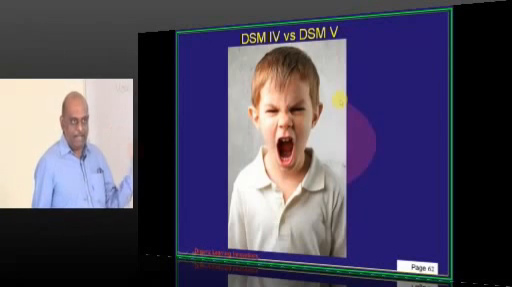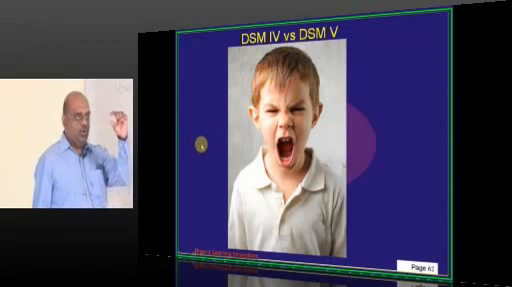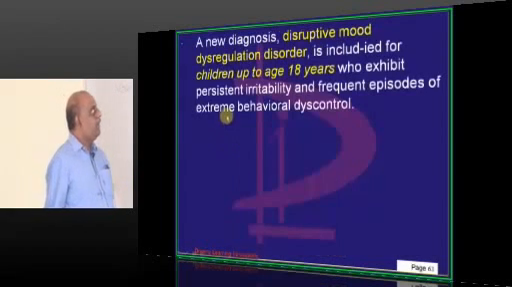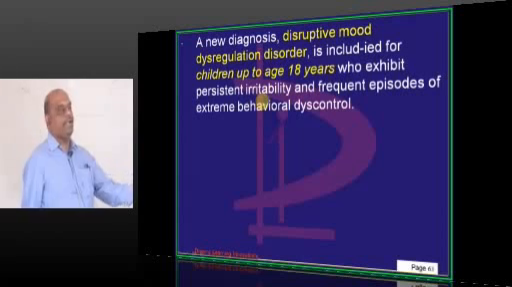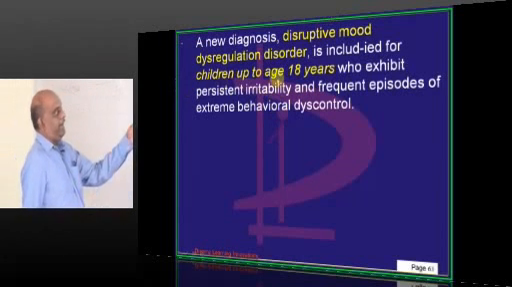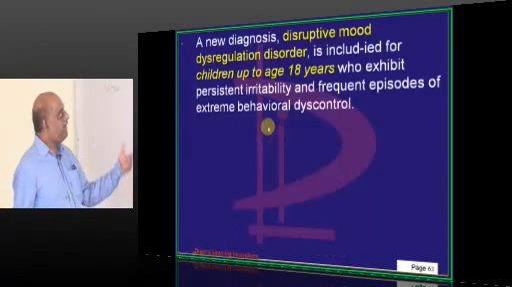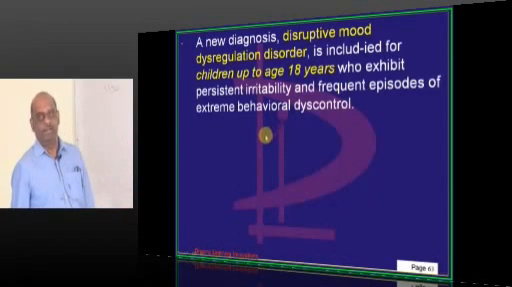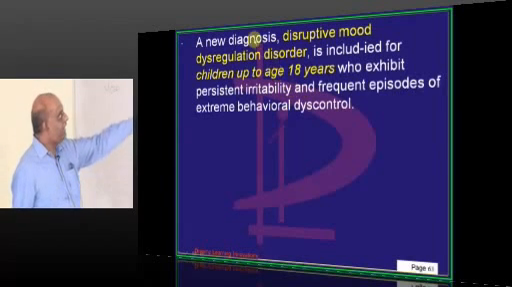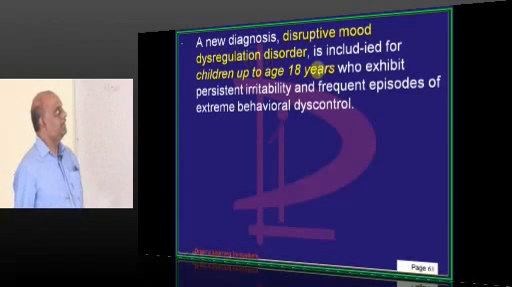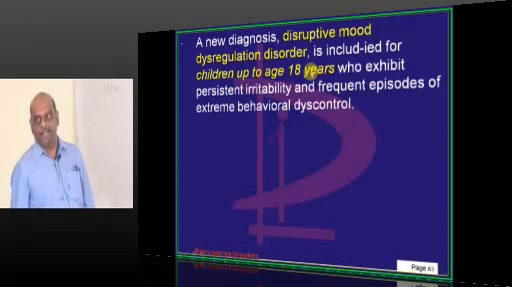Earlier bipolar 1, bipolar 2, hypomania, mania, all those things were defined. In DSM-5 there is a new condition that has been incorporated, and definitely they are going to ask a question on this. What is meant by disruptive mood dysregulation disorder? Typically, if there is persistent irritability and frequent episodes of extreme behavioral dyscontrol, then children up to the age of 18 years are classified under disruptive mood dysregulation disorder, is what you have to basically remember.